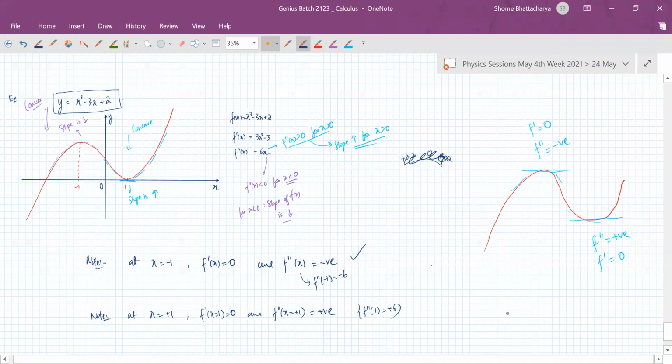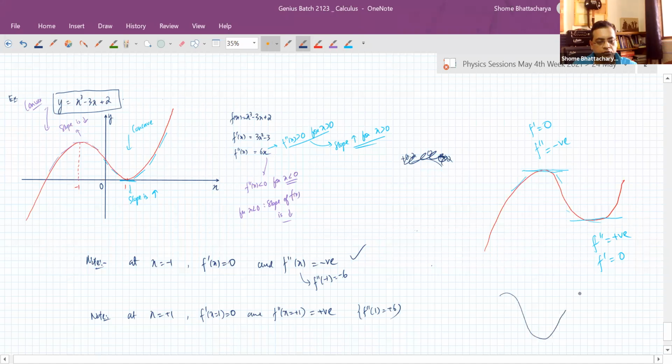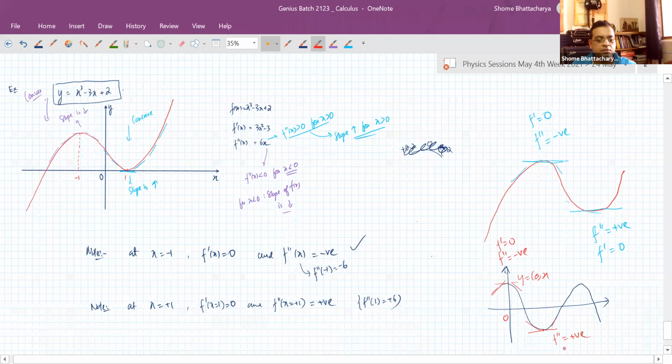You think of any graph which has this behavior, like you think of the graph of cos x, for example. Cos x varies with x like this. So what is happening at this point for cos x? At 0, the slope is 0. But the slope is changing from positive to 0 to negative, so at this point the second derivative is negative. What is happening at this point? The slope is 0. The slope is changing from negative to 0 to positive. So at this point, the second derivative is positive. So f prime is 0, but f double prime is negative at the peak. f prime is 0 again here at pi. But the second derivative is positive.